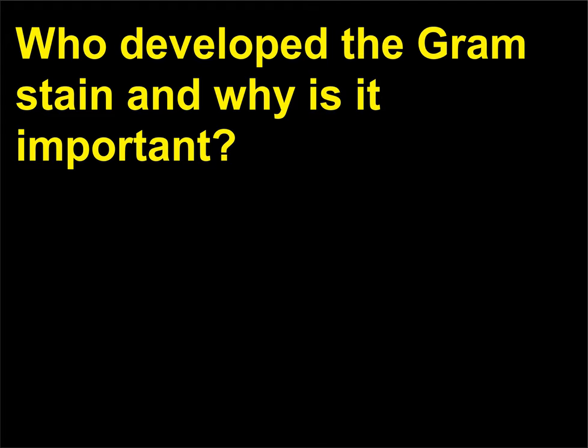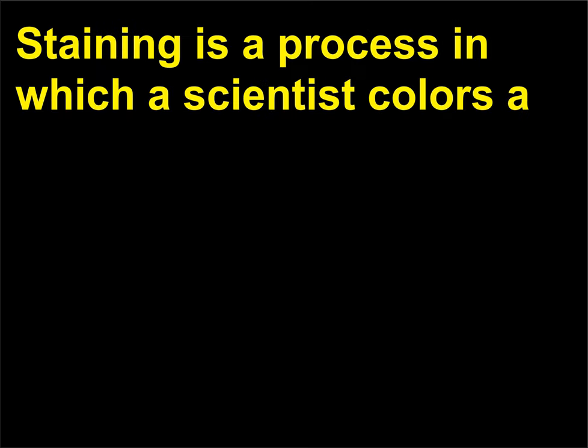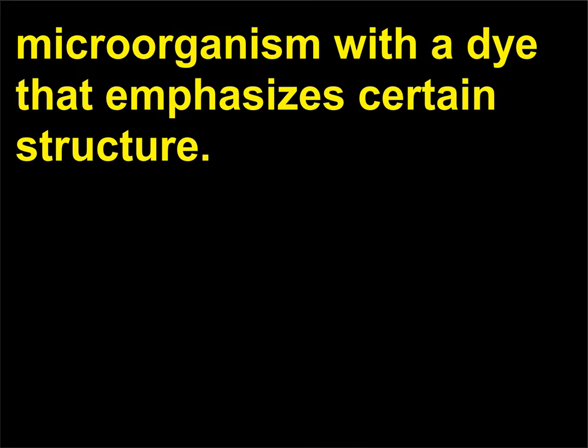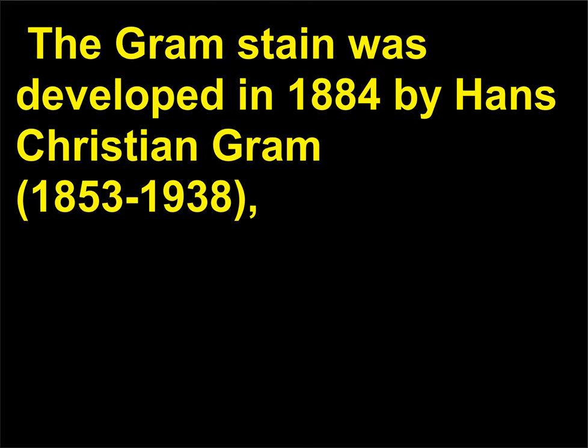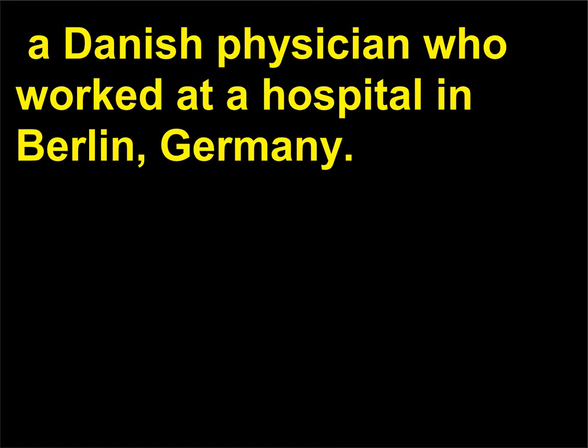Who developed the Gram stain and why is it important? Staining is a process in which a scientist colors a microorganism with a dye that emphasizes certain structures. The Gram stain was developed in 1884 by Hans Christian Gram, 1853-1938, a Danish physician who worked at a hospital in Berlin, Germany.